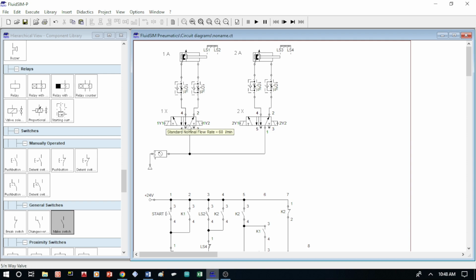Okay, next is a 5/2 solenoid valve. Here we have 1X and 2X, each is a variable name. This directional control valve has 5 ports and 2 positions. They direct the compressed air to either extend or retract the cylinder depending on which solenoid is activated.